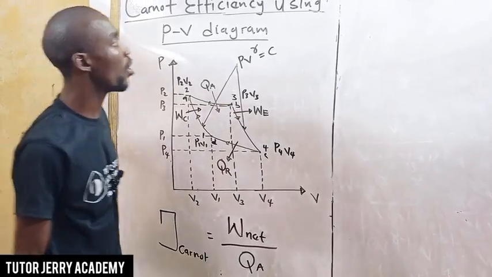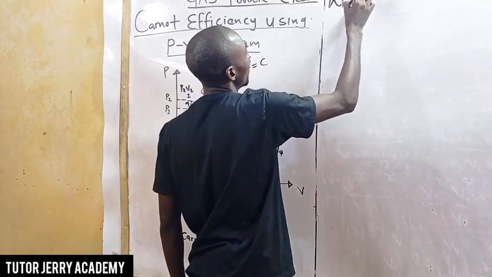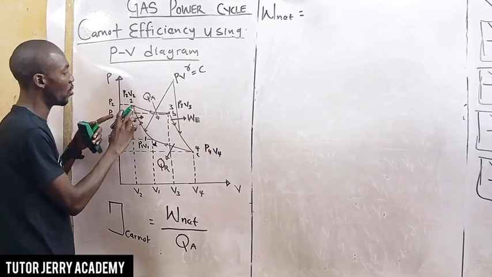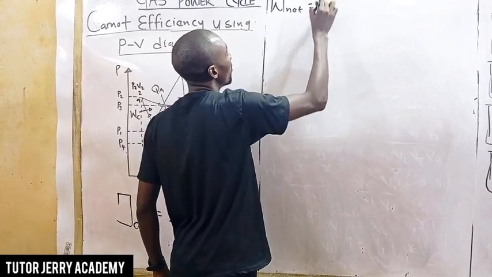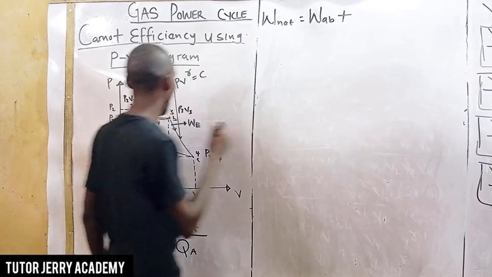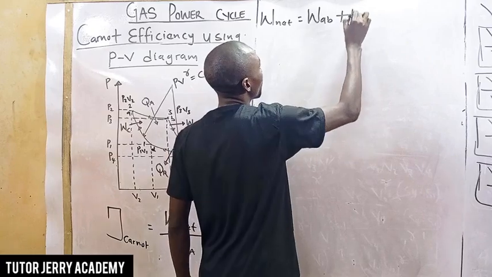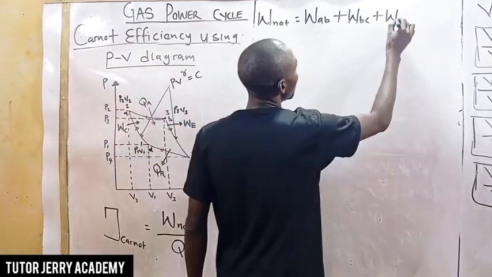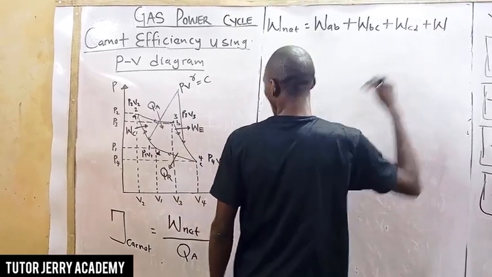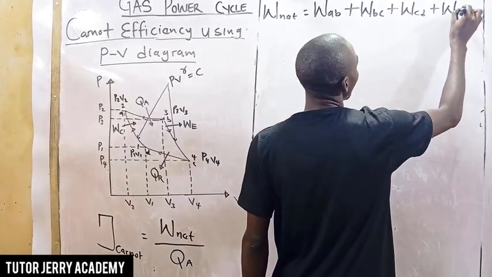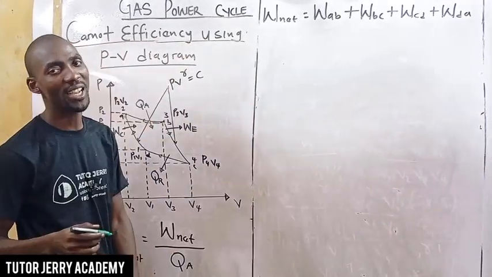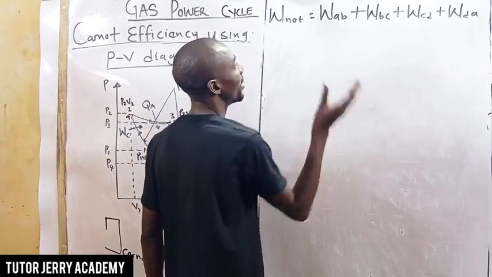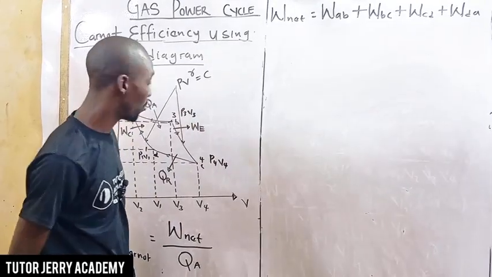All right. So when we talk about work net, I'm talking about the total work done throughout the cycle. So it means that it is the work done from A to B, plus the work done from B to C, plus the work done from C to D, plus the work done from D to A. So this is our work. Now the next thing we are going to be doing is calculating each of these works individually. Then after we get them, we'll come and substitute. Then we move on with the next thing.